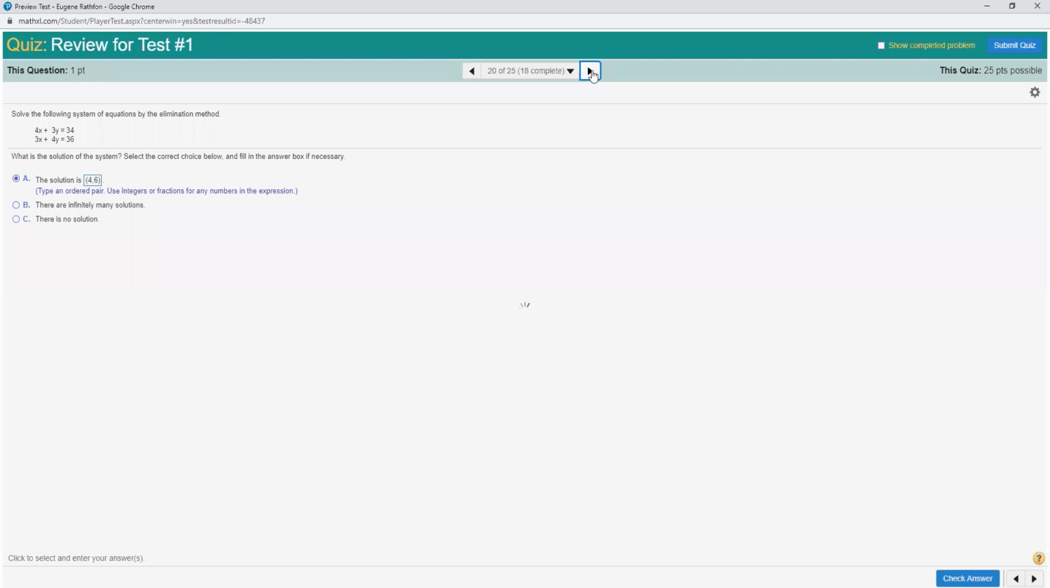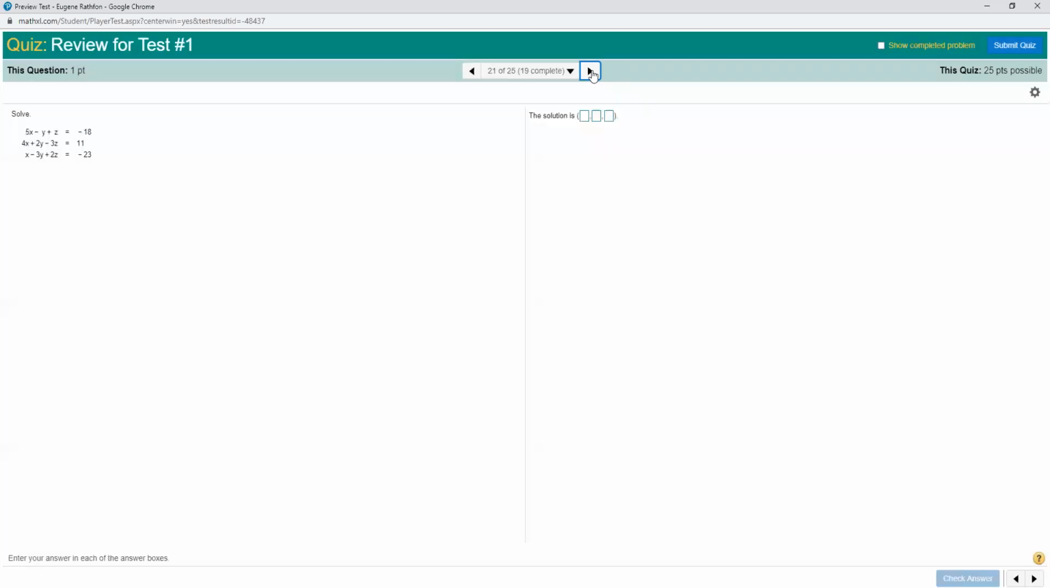I bet it's a 3x3 now. Yep, there it is, the big old 3x3. So let me write this one down. 5x minus y plus z equals negative 18. 4x plus 2y minus 3z equals 11. And then x minus 3y plus 2z equals negative 23.